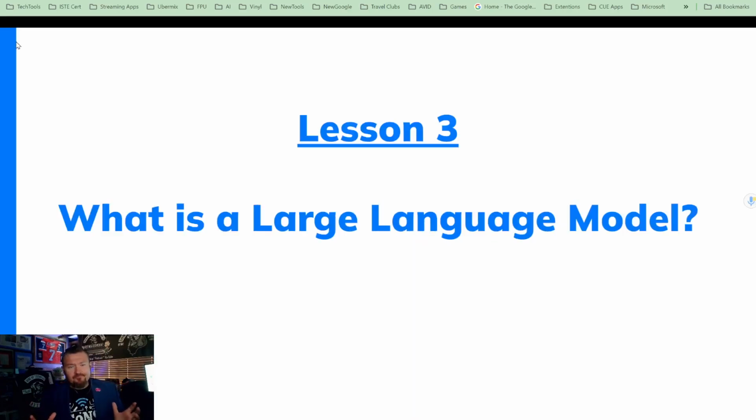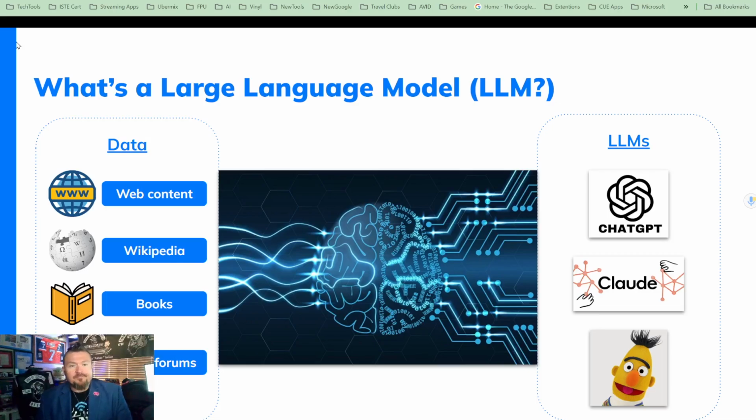Now, Lesson 3, what is a large language model? You may have heard this term thrown around quite a bit during the last 18 months, also known as an LLM. You see, a large language model is another subset of AI that uses massive amounts of data to generate text in a conversational style.